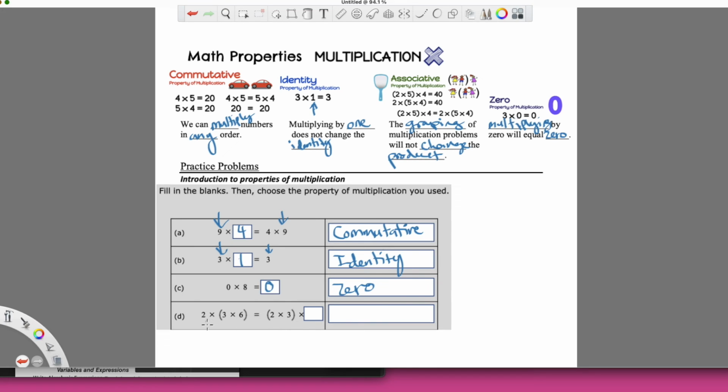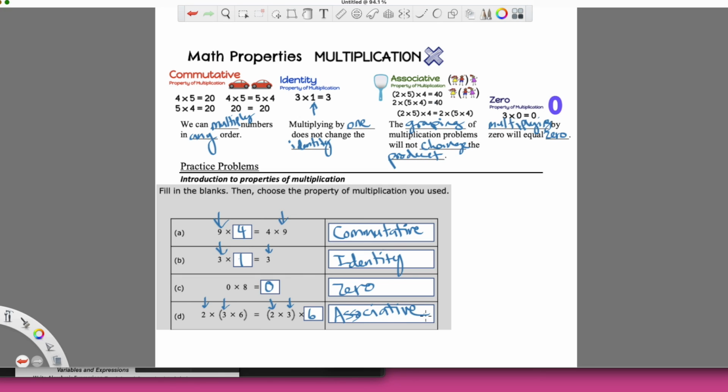All right, this bottom one, I have 2 times 3 times 6 with 3 and 6 grouped, and then 2 times 3 grouped times another number. So remember, it's all multiplication, and I want them to be equal, so they need to be the same on both sides. So I have 2 and 2. I have 3 and 3. So this missing number has to be 6. All I did was move the grouping around. I didn't move the numbers, though. They're still in the same order: 2, 3, 6, 2, 3, 6. So this is not commutative because the numbers are still in the same order. What I did was change the grouping. So this is associative property of multiplication.